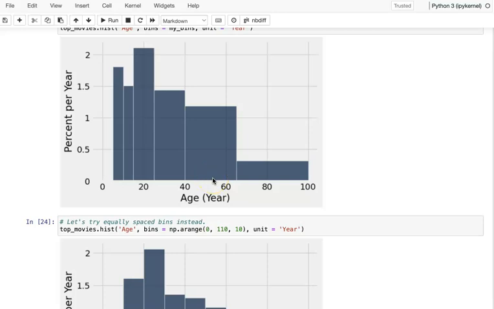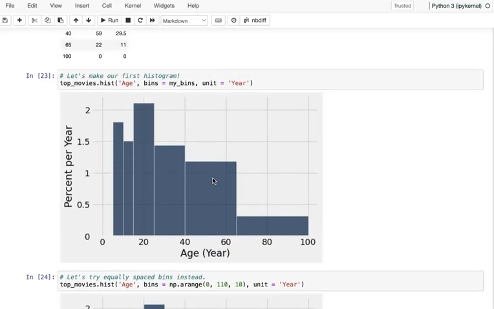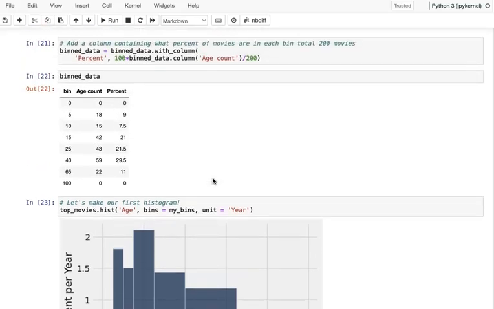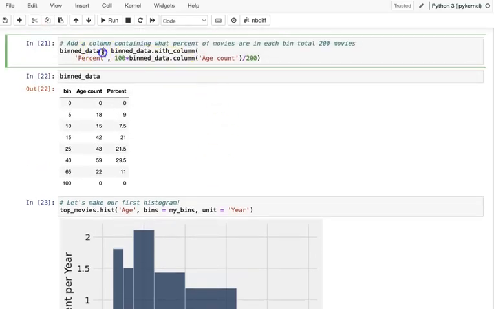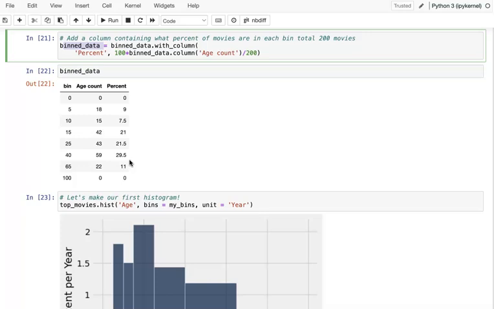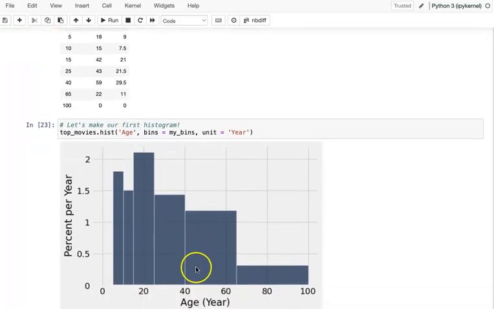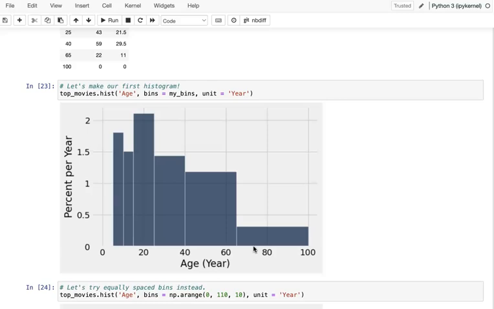This area is actually the percent, right? We did calculate that. Do you remember that in the bin data we added this percent and displayed it here? You can see 40 to 65 is 29.5%. That will be the total. Divide by 25, then we can find the height. That's a quick summary of how to do it.